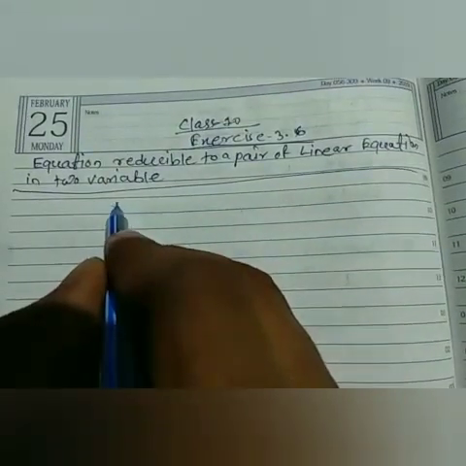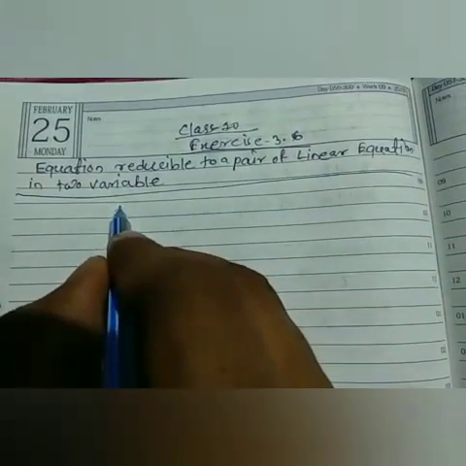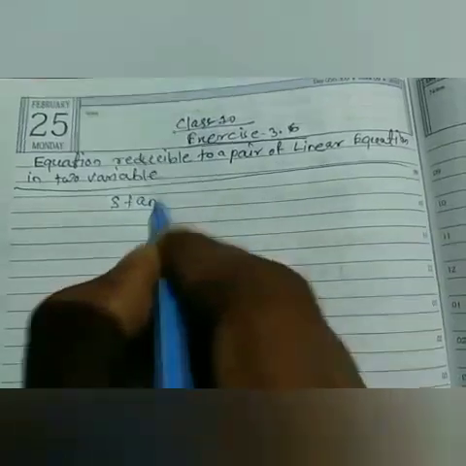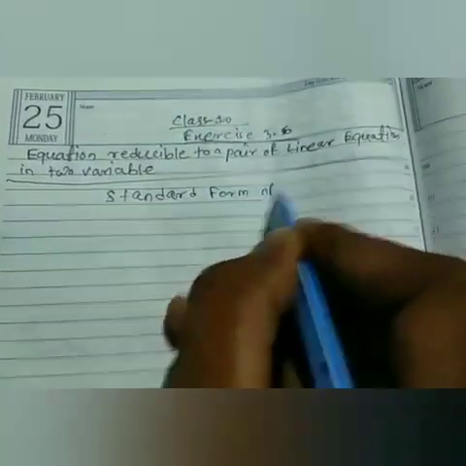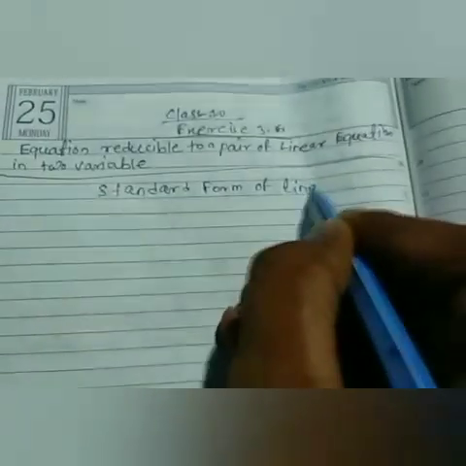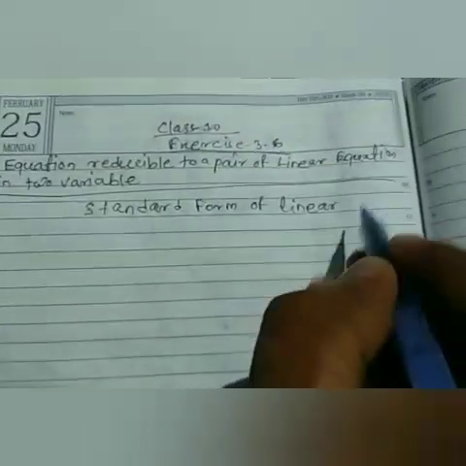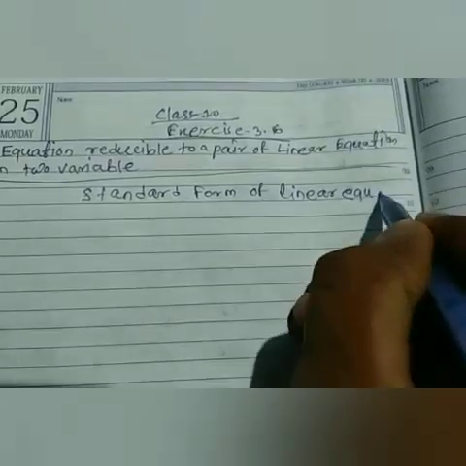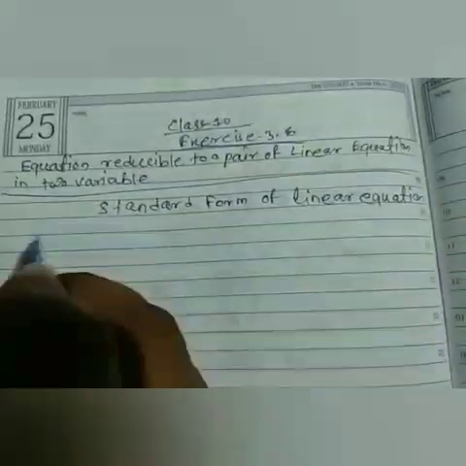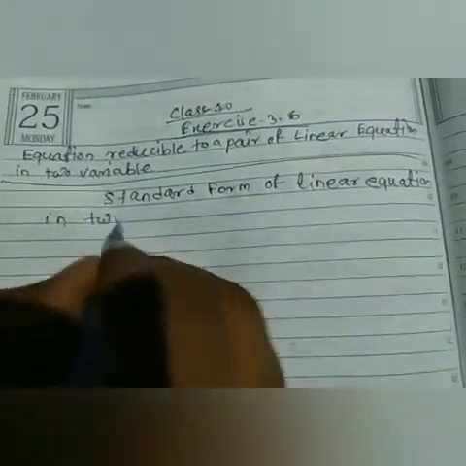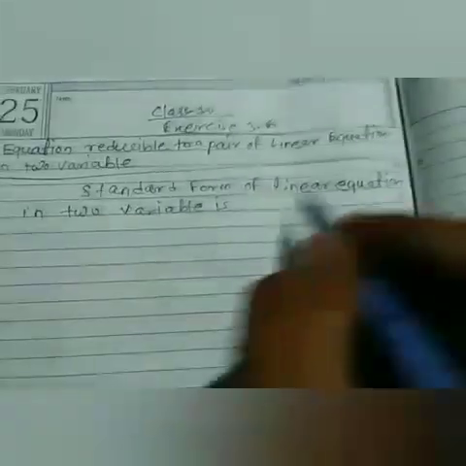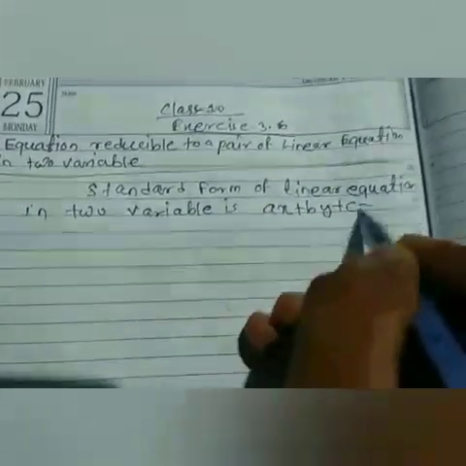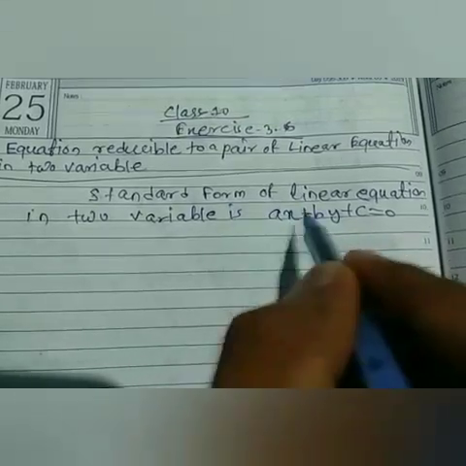Let us know that the standard form of a linear equation in two variables is ax plus by plus c equals to 0. Standard form of linear equation.